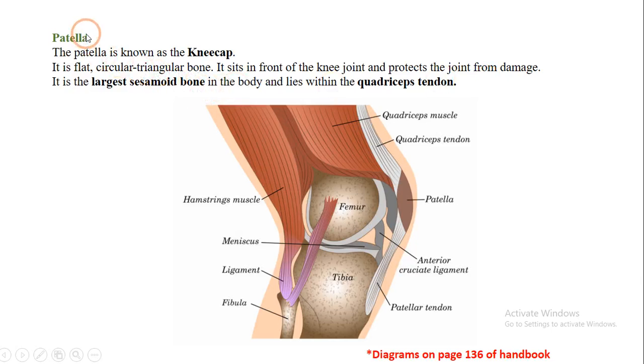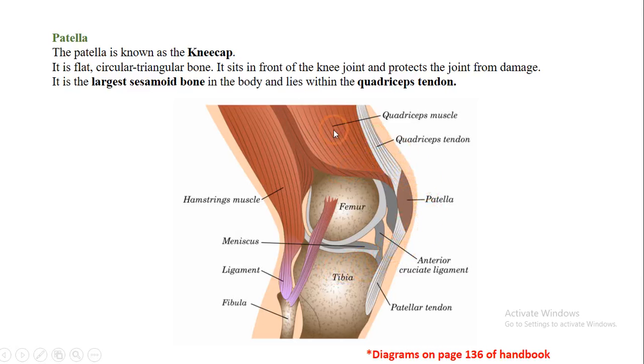The next one is patella. The patella is also known as the kneecap. Okay, so it is a flat, circular, triangular bone which is present here. It sits in front of the knee joint, and it protects the joint from damage. It is the large sesamoid bone.